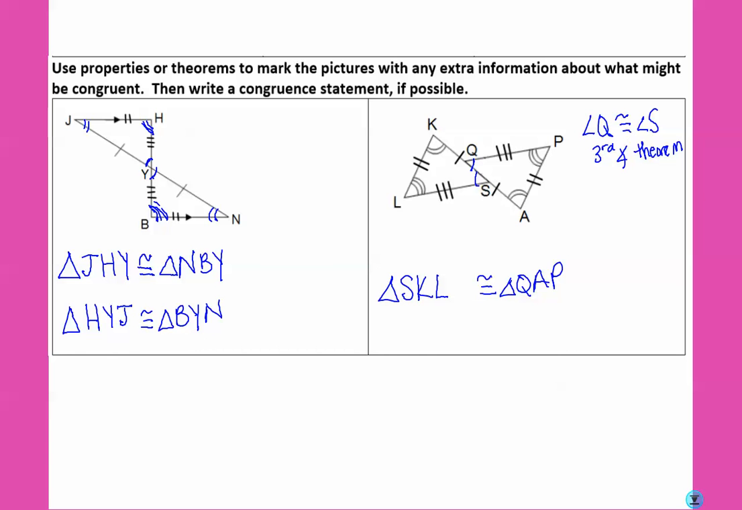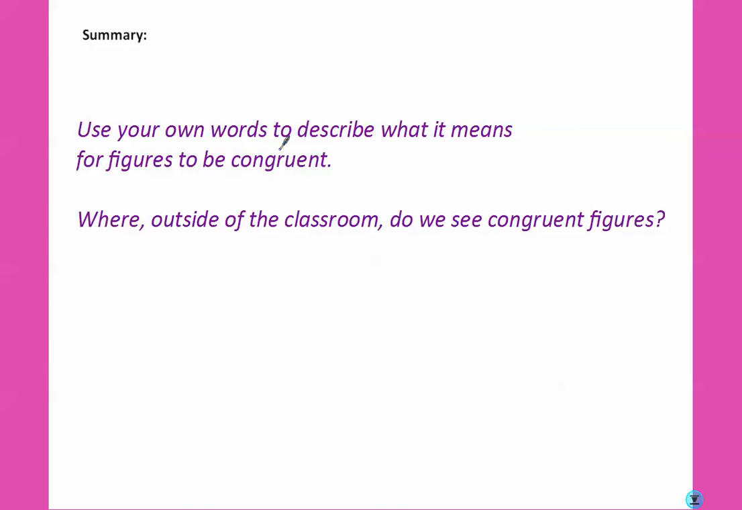Now let's write our summary. Use your own words to describe what it means for figures to be congruent. Also, where outside of the classroom do we see congruent figures? Write your summary, and we'll see you in class.